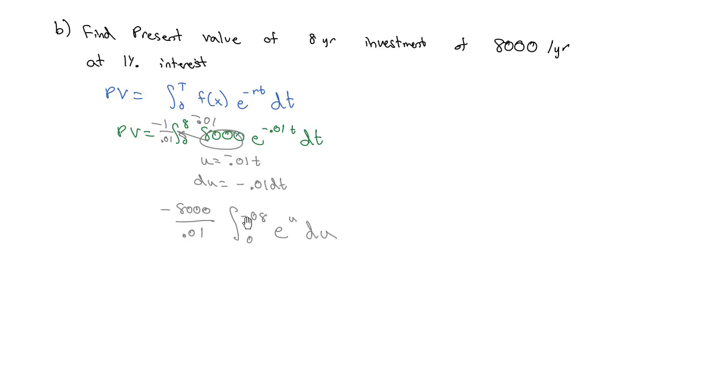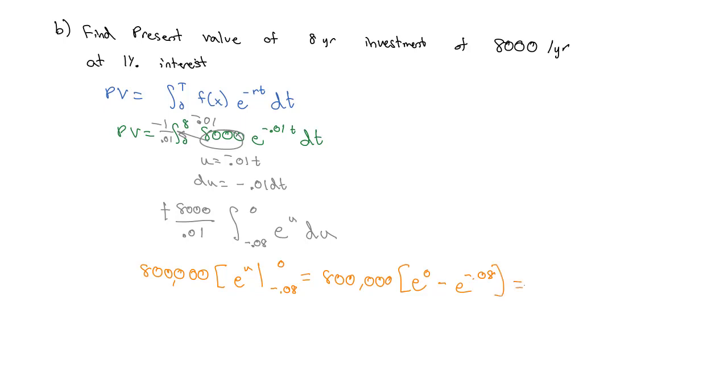And since these limits of integration are actually backwards, I'm going to switch them and put the smaller one on the bottom. When you switch them, it's also going to change the sign on the integral. So we're going from negative 0.08 to 0, and now it's a positive out front. 8,000 divided by 0.01 is 800,000 times e to the u integrated from negative 0.08 to 0. So we have 800,000 times e to the 0 minus e to the negative 0.08.